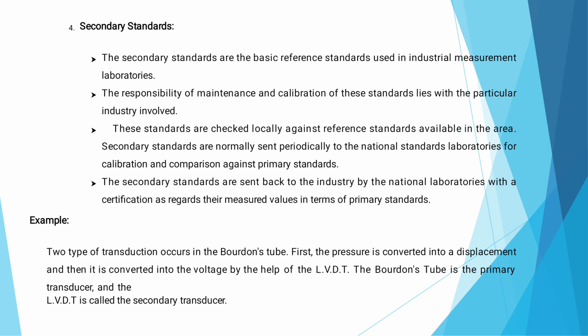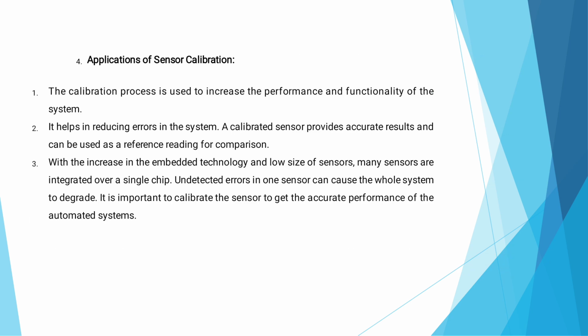And in the case of secondary standards, the individual industry is responsible for maintaining and checking these standards locally against the regional references. So periodically these secondary standards are sent back to the national standards laboratories to be calibrated directly against the primary standards. So they are returned to the industry with an official certification validating their exact measured values.